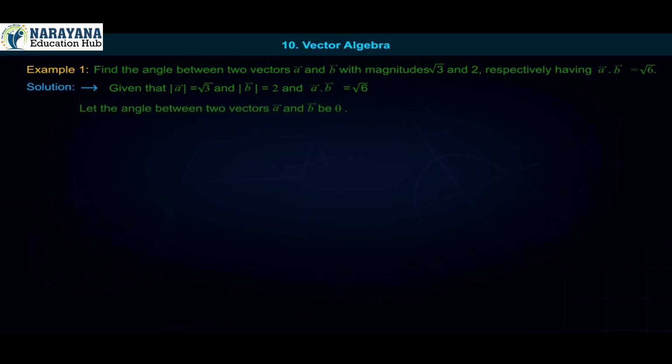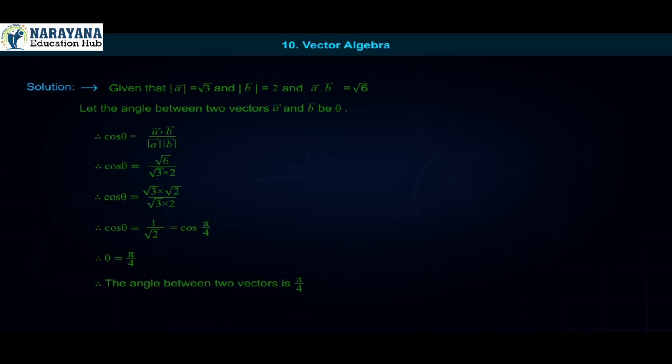Let the angle between the two vectors vector A and vector B be theta. Therefore, cos theta is equal to vector A into vector B upon modulus of vector A into modulus of vector B. Therefore, cos theta is equal to √6 upon √3 into 2. Therefore, cos theta is equal to √3 into √2 upon √3 into 2. Therefore, cos theta is equal to 1 upon √2 is equal to cos pi by 4. Therefore, theta is equal to pi by 4. Therefore, the angle between the two vectors is pi by 4.